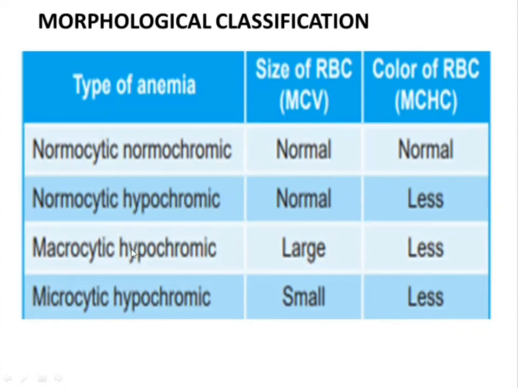The example for the macrocytic hypochromic anemia is the megaloblastic anemia. The microcytic and the hypochromic anemia is the iron deficiency anemia, right?